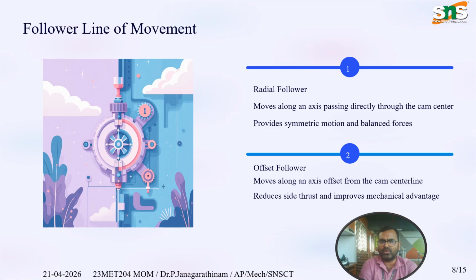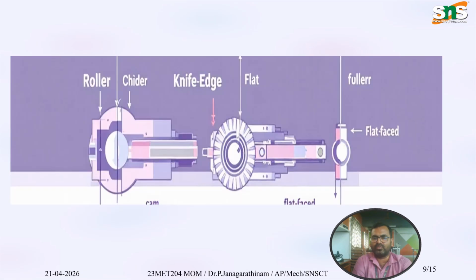The radial follower moves along an axis passing directly through the cam center, providing symmetric motion and balanced forces. The forces will be completely balanced. The next one is the offset follower, which moves along an axis offset from the cam center line, reducing side thrust and improving mechanical advantage. This is the follower line movement of the different followers. So this is generally about cam and follower types.